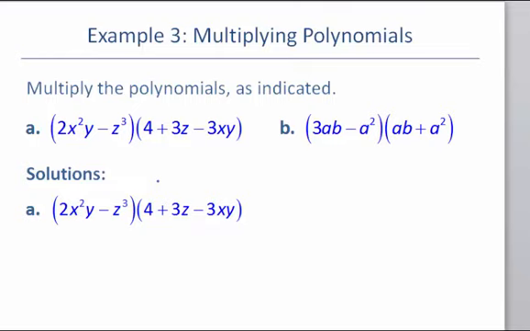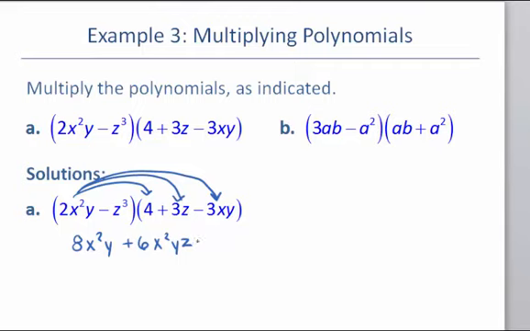And so what we're going to do is we're going to take this 2x squared y and multiply it by all three of these terms in the second polynomial. So 2x squared y times 4 is going to give me 8x squared y. 2x squared y times 3z is going to give me 6x squared yz. And 2x squared y times negative 3xy is going to give me a negative 6x to the third. We have an x squared and an x to the first. And we have a y times y, which would make y squared.